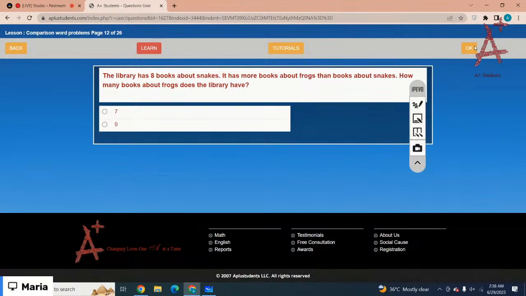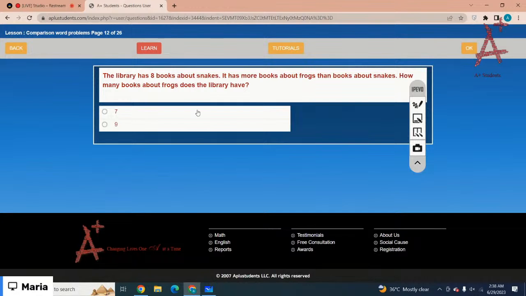There are 8 books about snakes, and it has more books about frogs than about snakes. So, the books about snakes are 8. That means the books about frogs are greater than 8. So, which is the correct option? Yes, it would be 9.